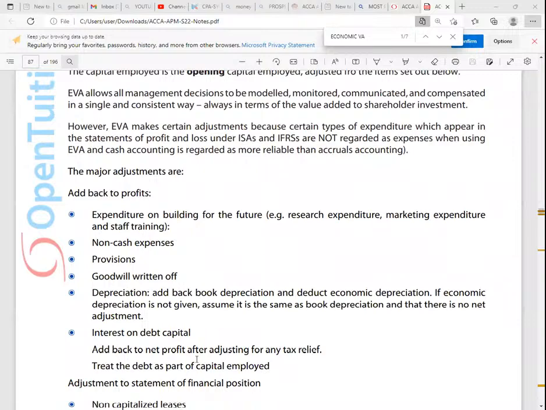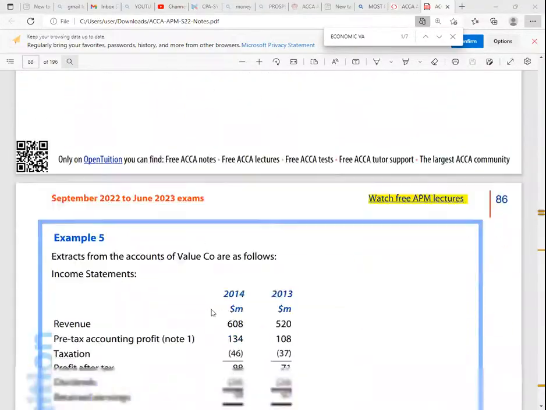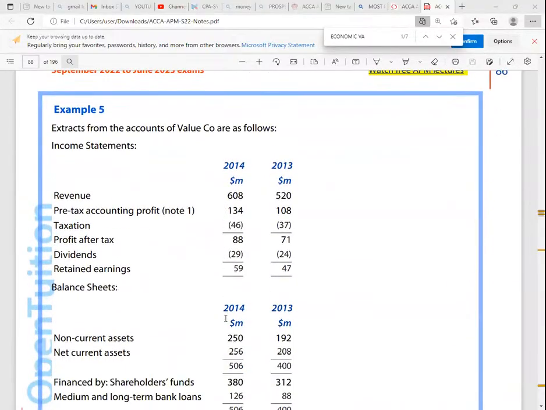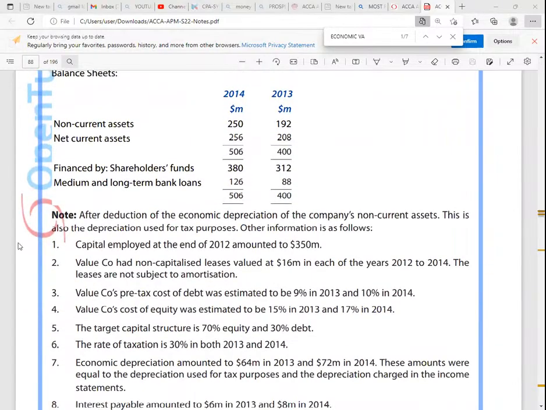So the best thing, ladies and gentlemen, is to go to a question really. Let's go to a question, Eric. Right? So we come here. Extracts from the accounts of Value Company are as follows. We have income statements. They have given us revenue. We have the pre-tax accounting profit, and then we have the note being given here. Note 1, capital employed at the end of 2012 amounted to 350. We have Value Company at non-capitalized leases valued at 16 million in each of the years, 2012 to 2014. The leases are not subject to amortization.